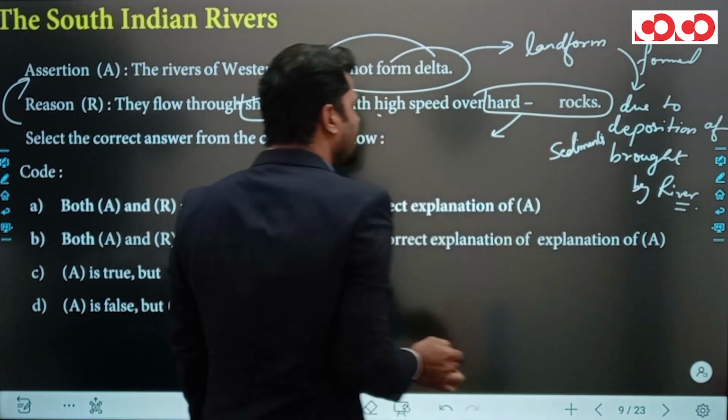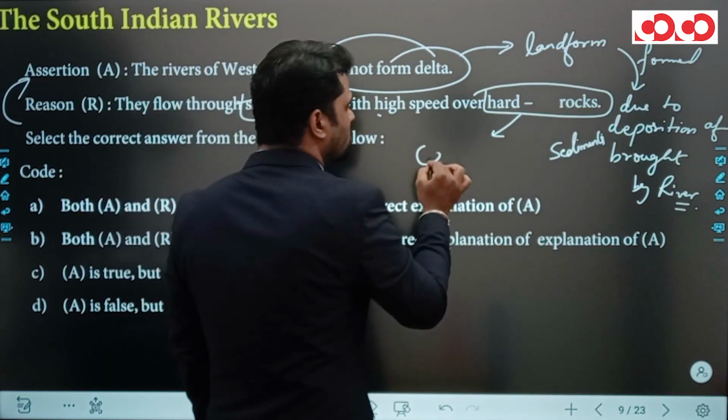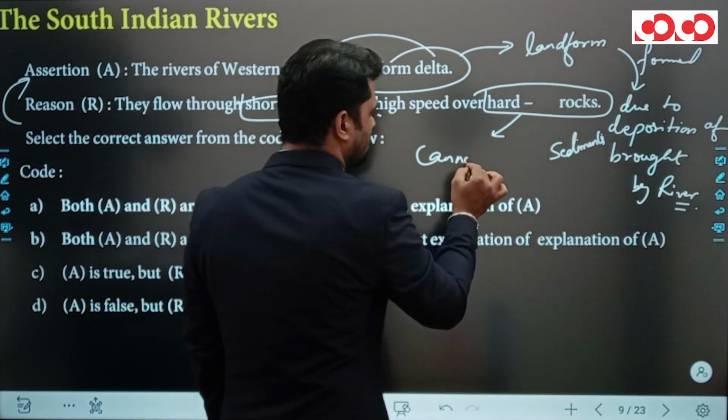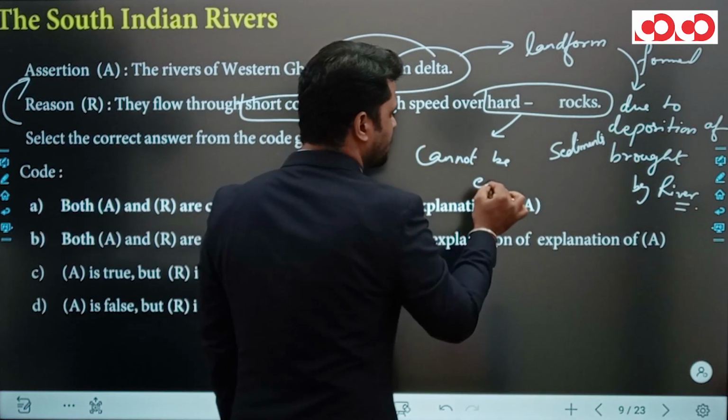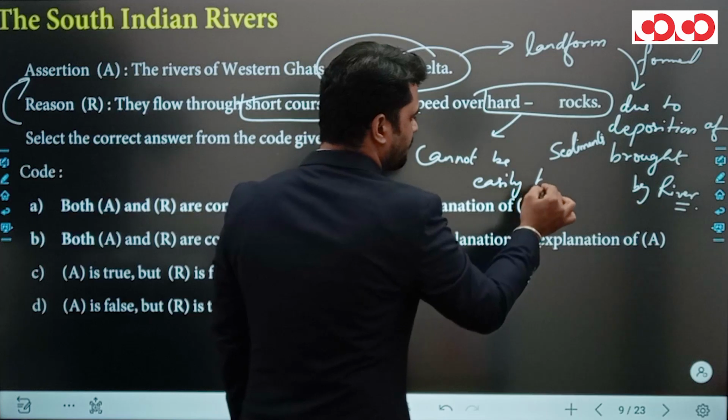Hard rocks means these rocks cannot be easily broken.